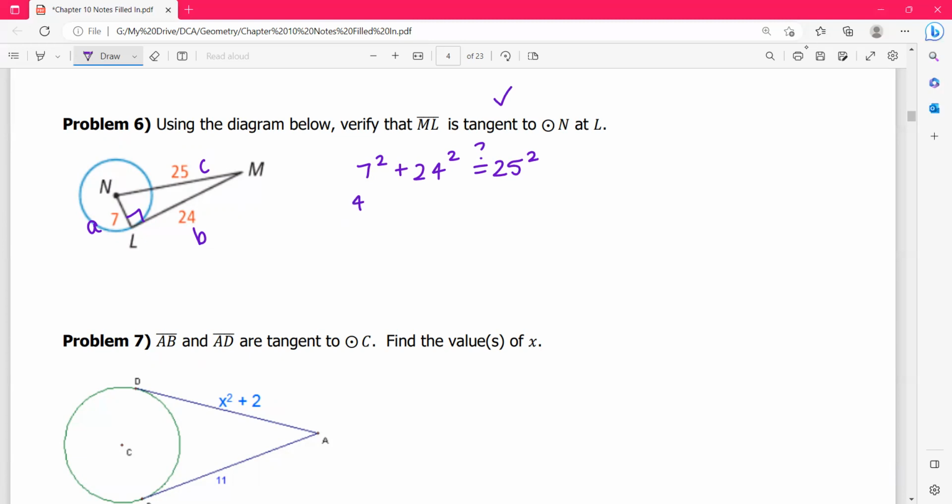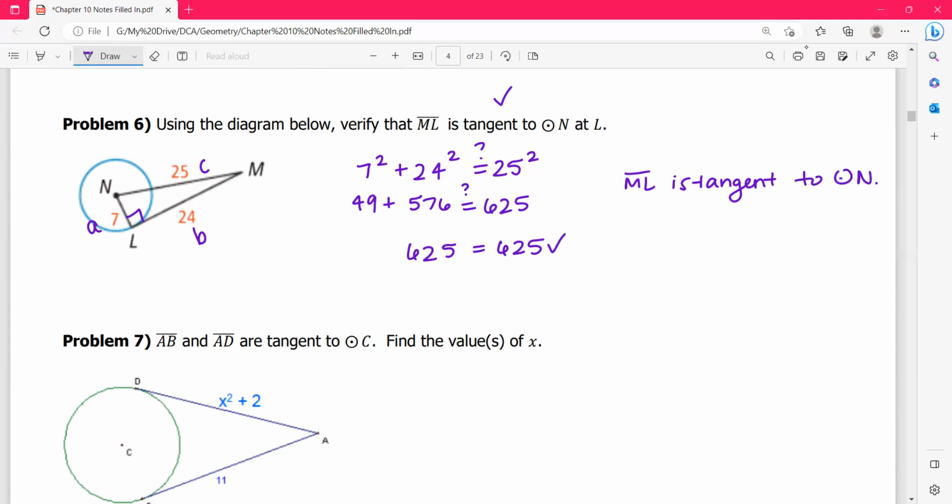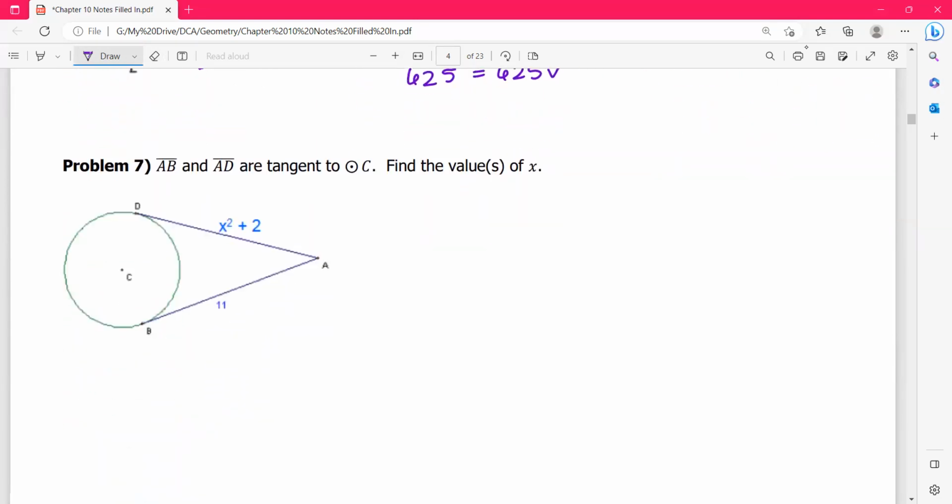So I've got 49 plus 24 squared, which is 576. Does that equal 25 squared, which is 625? Add 49 plus 576, we get 625. And I don't need the question mark anymore, because 625 does equal 625. So I can say ML is tangent to circle N. And one last one here, guys.